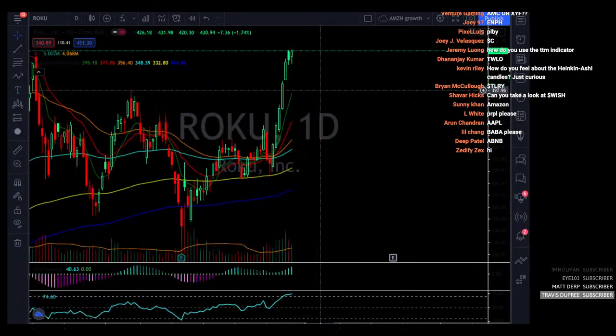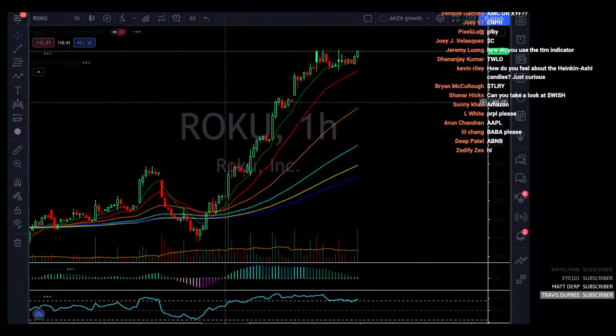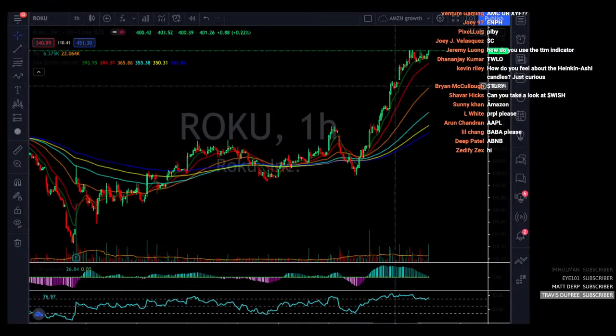And if you look at Roku, the daily chart looks pretty bullish. On the hourly chart, looks like we did consolidate. We held the 9 EMA, which is good.